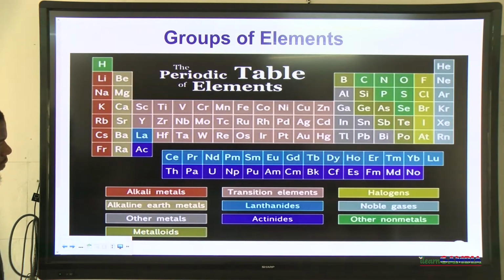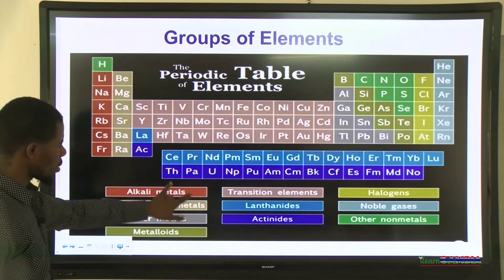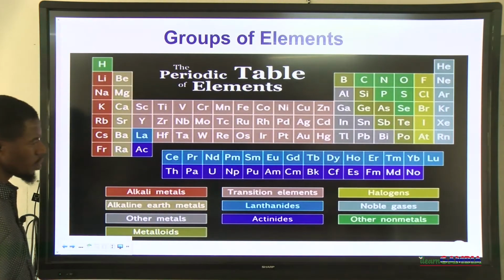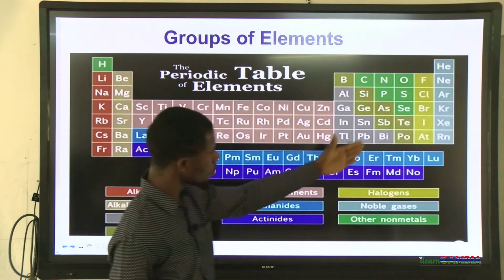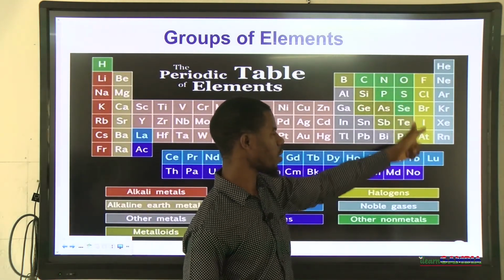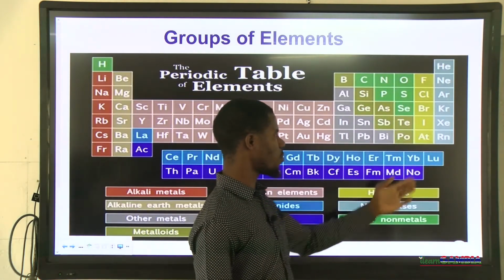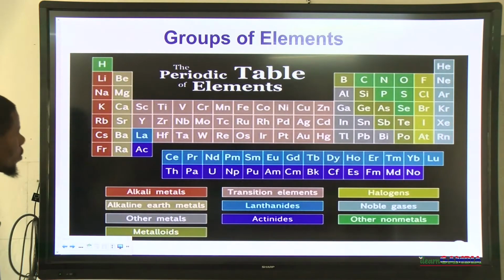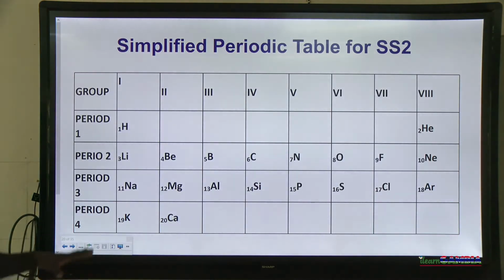Then we also have the actinides, that is in dark blue color here. Then we have the halogens in yellow color here, the halogen family. And then we have the noble gases at this far end of the periodic table. But at our level of general science, this is what we are going to focus on.